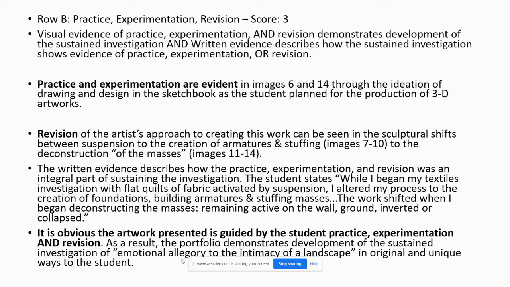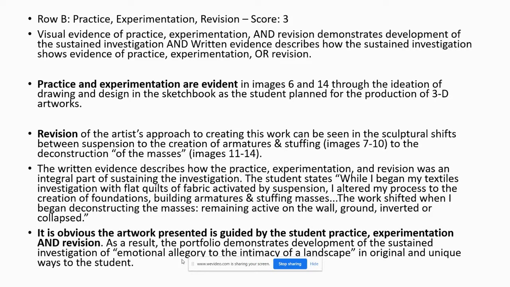2, practice, experimentation, and revision. Now, we talked about this one being really important. She got a score of 3 on this as well. And of course, that is the visual evidence that when you present your art, it shows that you practiced, experimented, and revised. And also, when you do the written, you're going to explain that you did that. So you're going to write how you experimented, you're going to write how you practiced, and you write how you revised things, and then your artwork is going to demonstrate that.